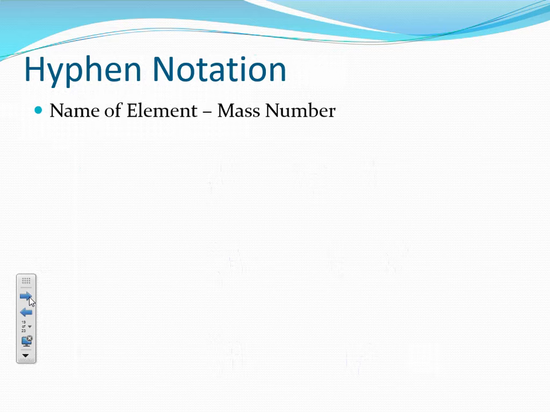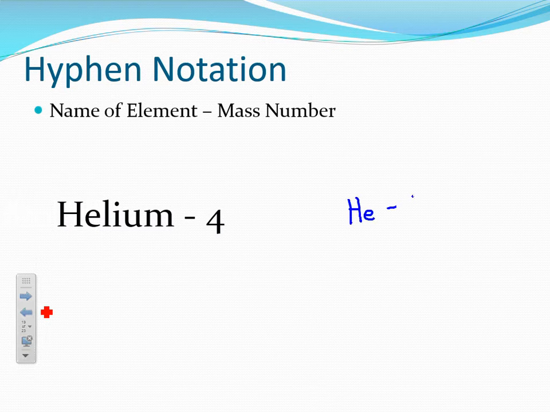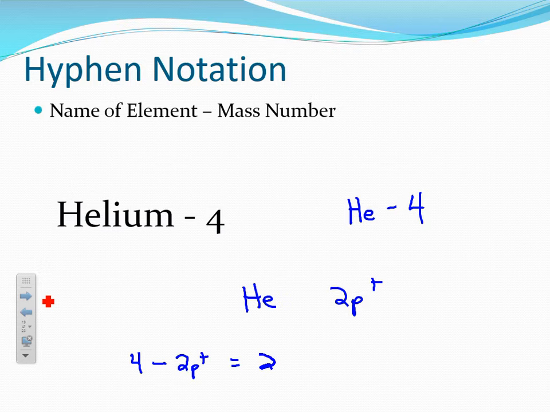Hyphen notation. You take the name of the element and the mass number. You can also just use the elemental symbol or chemical symbol and the mass number. So this isotope of helium would have 2 protons because it's helium, and remember the mass number, you subtract the number of protons and you get 2 neutrons. So if I asked you how many neutrons, you have to do a little bit of subtraction to calculate it when you look at the hyphen notation.